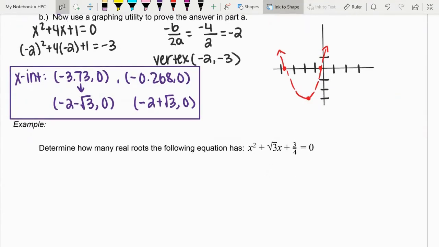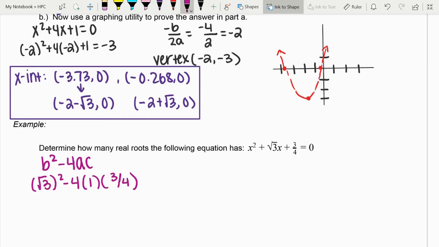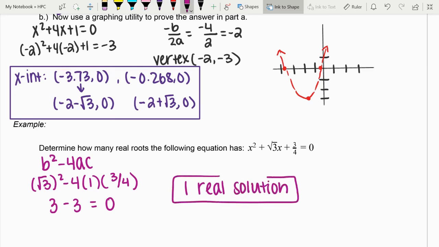All right, so now we want to determine how many real roots the following equation has. So this is where we're going to be using the discriminant. So recall the discriminant, that is b squared minus 4ac. Okay, so my b is the square root of 3, so square root of 3 squared minus 4 times a times c. Okay, so that's going to give me 3 minus 3, and that is equal to 0. So if you scroll back up or look at the top of your paper, if the discriminant is equal to 0, that means that we have one real solution. So that would be our answer, one real solution.